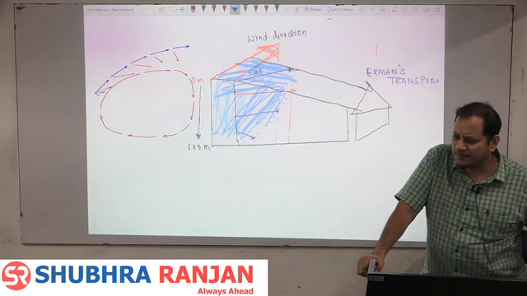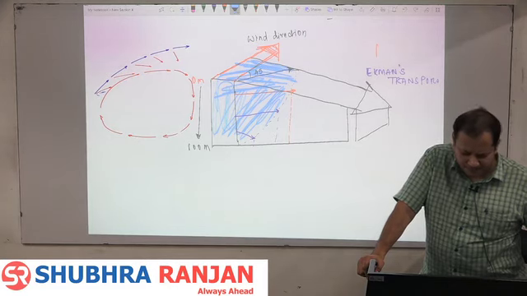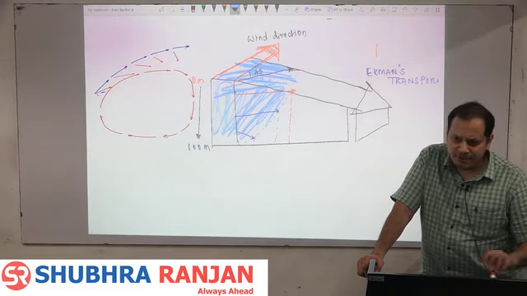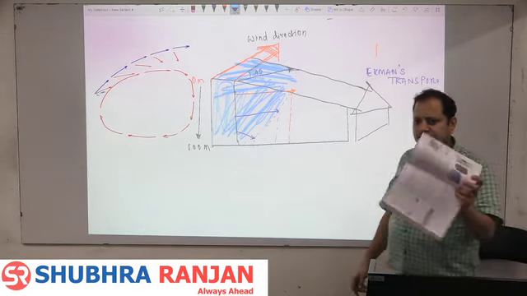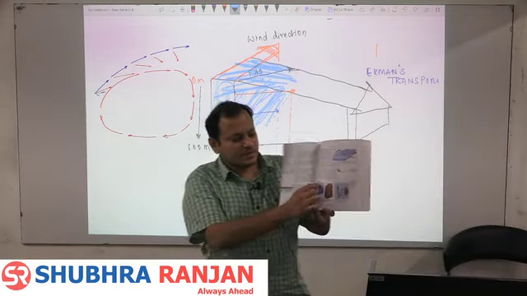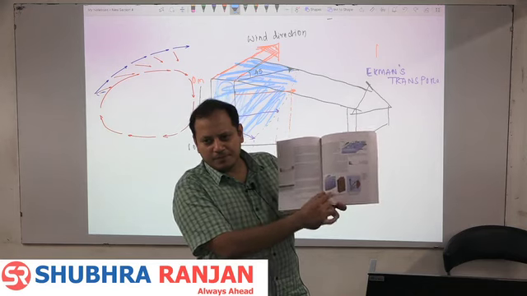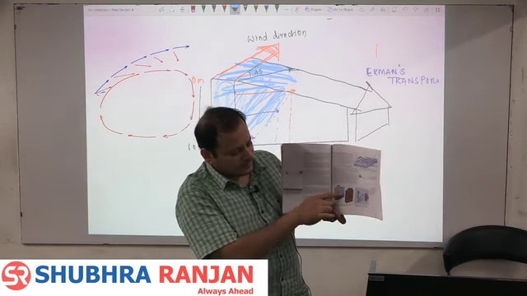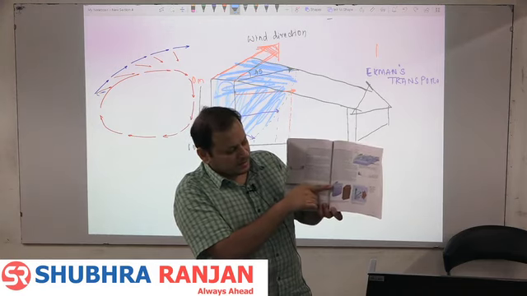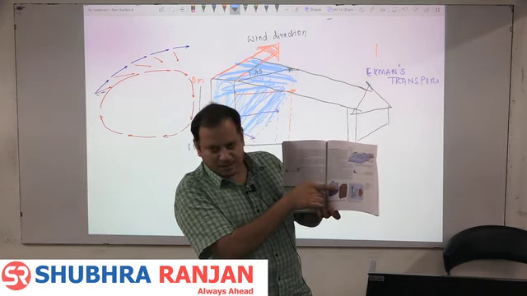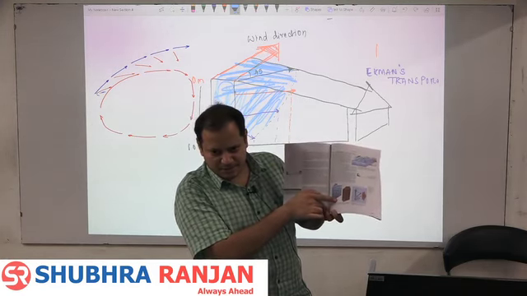कौन सा मतलब? कैसे? 3D में डायग्राम देखना है. Page number 225 of your book which I have shared on the Telegram. This is what is the Ekman spiral. Direction of wind, green color. Direction of ocean current. Surface current, subsurface current.